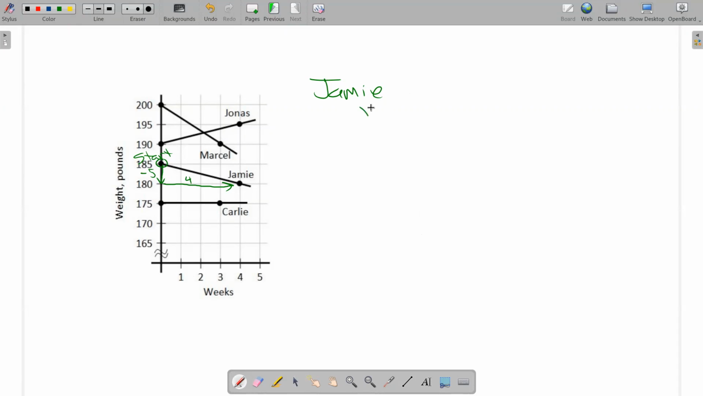Now, often I like to write y equals mx plus b. X is our independent variable, that's weeks, and the y is our dependent variable. And often we'll pick letters that better represent the situation. Like instead of y, we'll call it w for weight. So let's take a look at what the problem asked us.